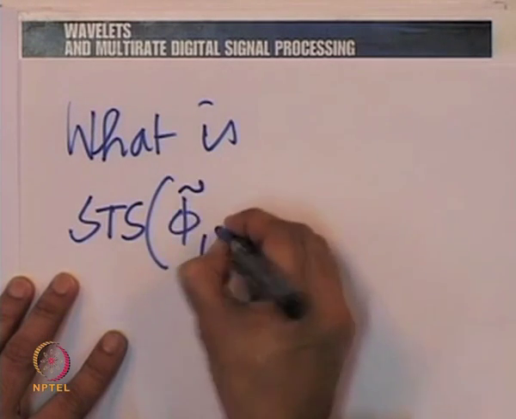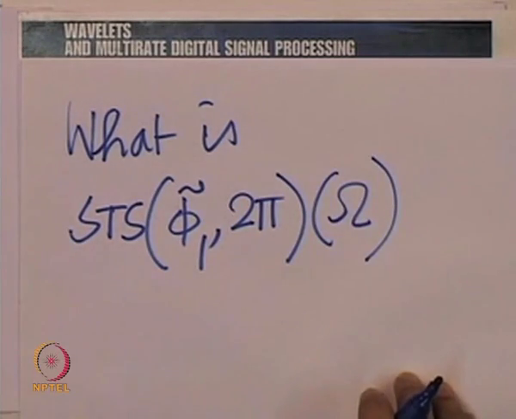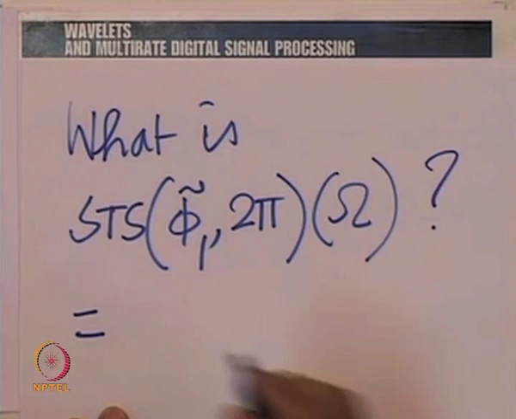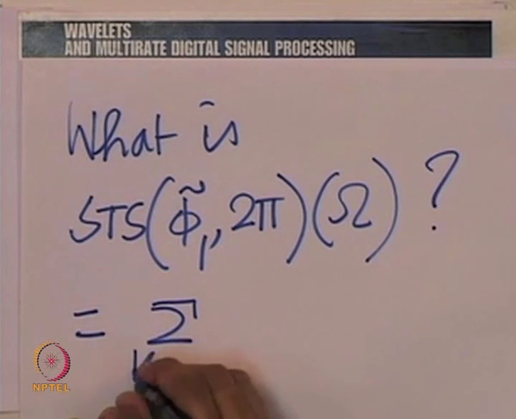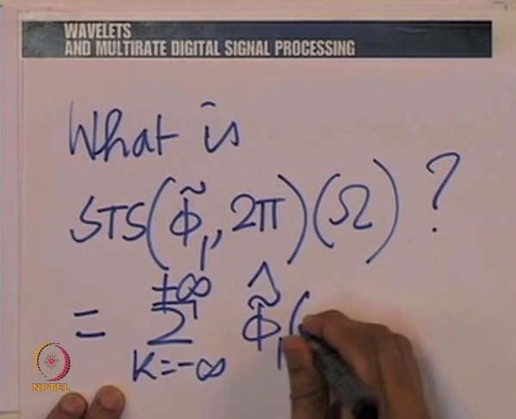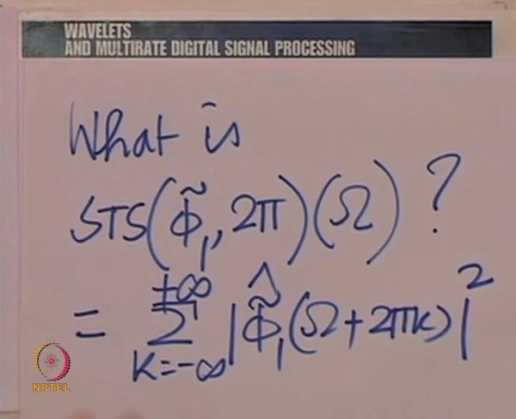Now, let us explore the sum of translated spectra of phi 1 tilde with, of course, 2 pi as a translation parameter and omega as the primary argument. Of course, by definition, this is summation k going from minus to plus infinity, phi 1 tilde cap omega plus 2 pi k mod squared. And let us substitute this. Now, again here, before we directly make a substitution, we would like to establish an important property of the sum in the denominator.